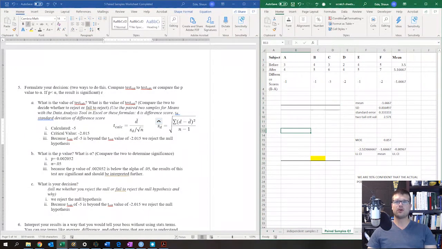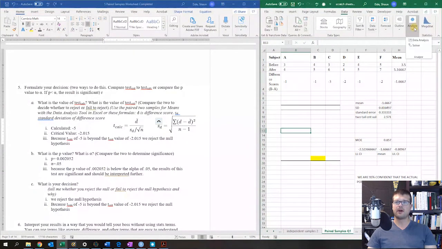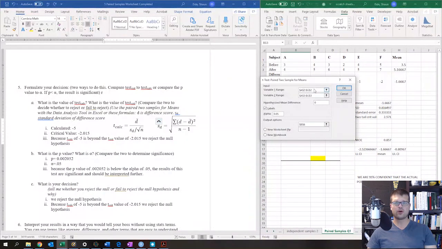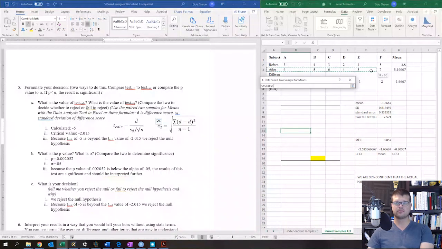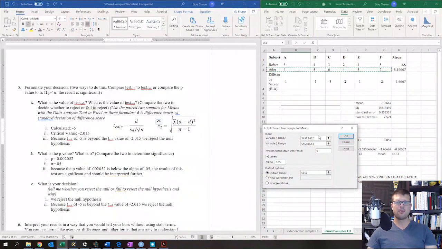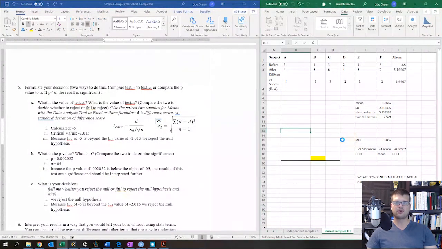Okay, so we're going to go to data and go to data analysis. And when data analysis pops up, you're going to go to the t-test for paired two samples for means. And we're going to highlight the before column, but don't highlight the mean. And we're going to highlight the after column. We didn't highlight the difference score column, but the reason why we have the before and after is because they are calculating the difference scores for us. And so where do I want my output range? I want my output range right there. We're going to press OK.